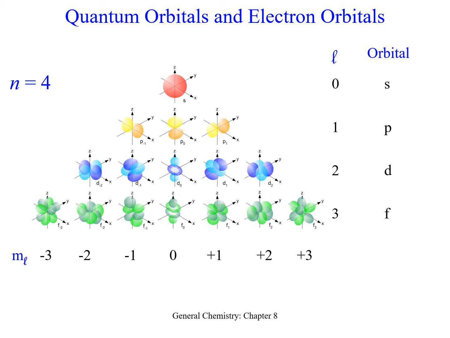And so you'll notice that if you look at the pattern, it's 1, 3, 5, and 7. Okay, so odd numbers starting at 1. And m sub L for the d orbitals would be 0, -1, -2, +1, +2.